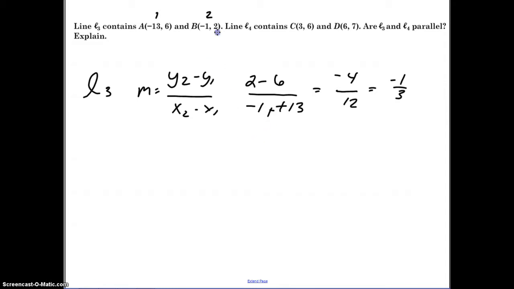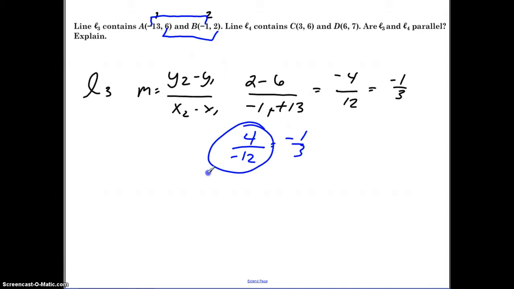So, if I'm going from 2 to 6, what did I rise? Alright, I had to go up 4 to go from 2 to 6. Now I'm going to run. I'm going to go from negative 1 to negative 13. How far do you have to run to go from negative 1 to negative 13? We have to run a negative 12. So that's going to give me a negative 1/3. So I like this approach better. Just think of your rise and your run.